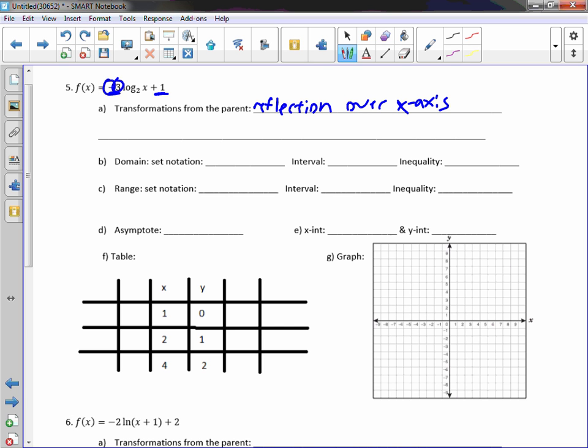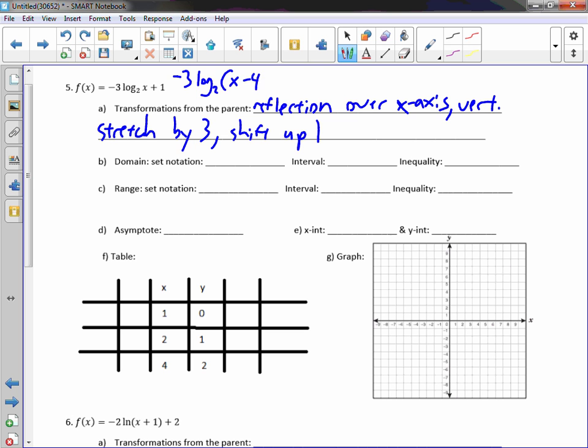The 3 is a vertical stretch by 3. That plus 1 is a shift up 1. And so there are no horizontal transformations on this. The way horizontal transformations look would be if I had this, which would be an example of a horizontal transformation inside the parentheses with the log. Here there is no parentheses, so there is no horizontal transformation.